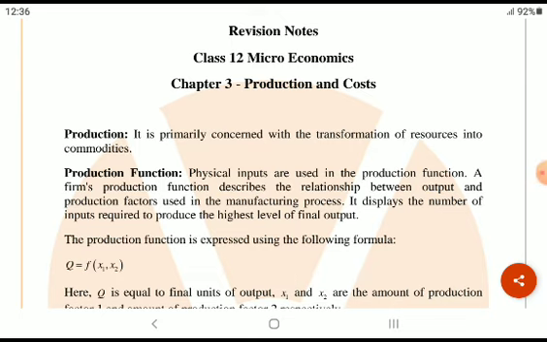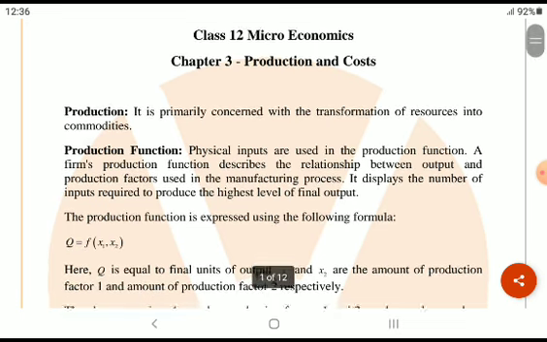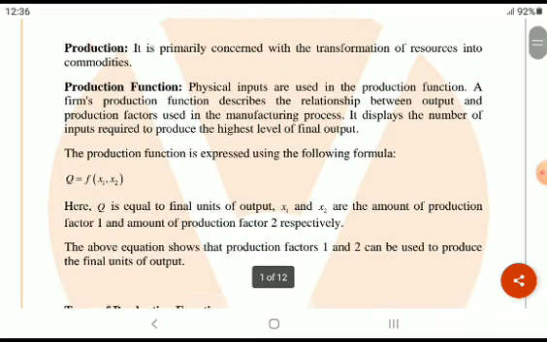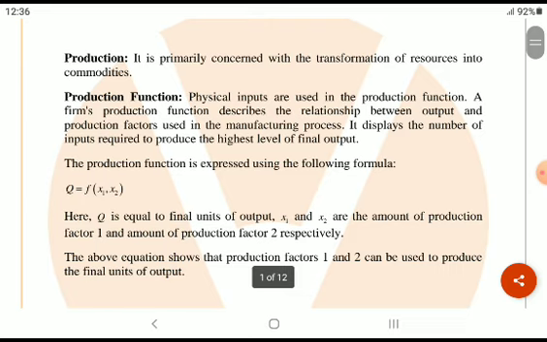So in this video I am going to give you revision notes of CBSE Class 12th Microeconomics Chapter 3, Production and Costs. First, production is primarily concerned with the transformation of resources into commodities. Production function: physical inputs are used in the production function. A firm's production function describes the relationship between output and production factors used in the manufacturing process.